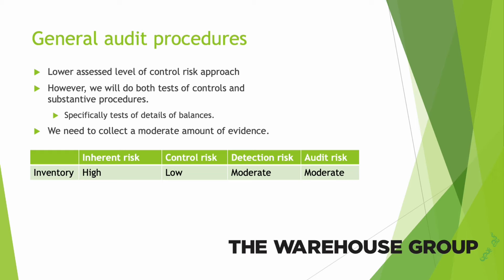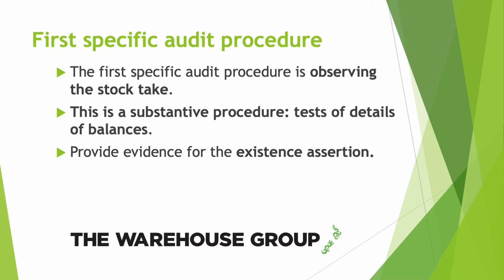Even though we assess the control risk is low, we will do substantive procedures, specifically tests of details of balances, because of the significance of the inventory balance. From the general audit procedures, I will now discuss 3 specific audit procedures we can conduct. The first procedure we can do is observe the Warehouse Group stock take.